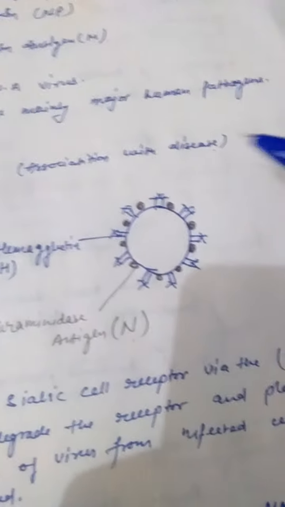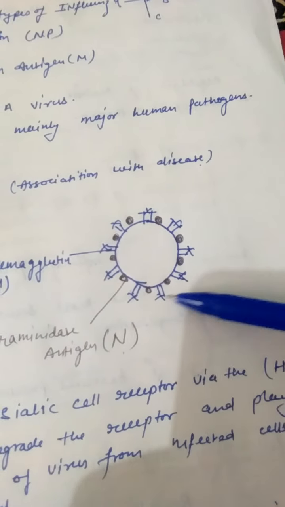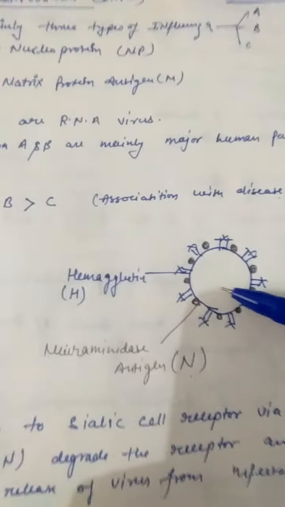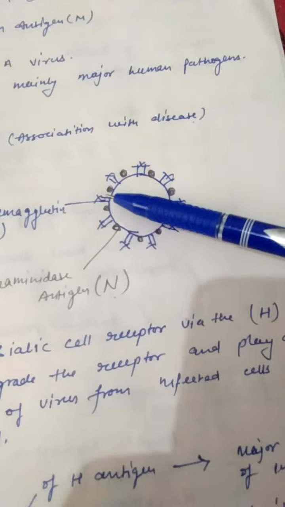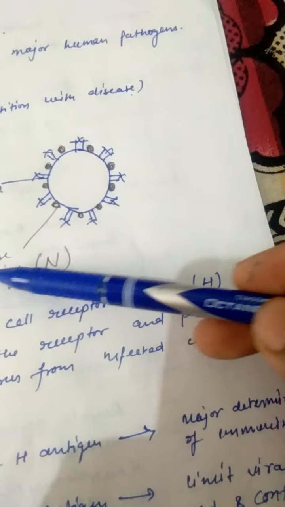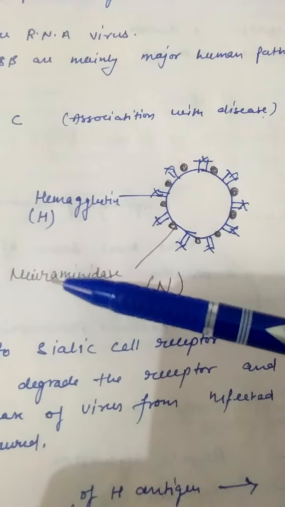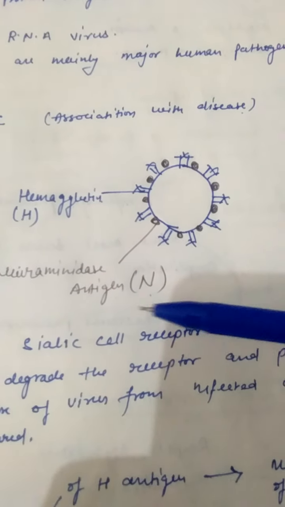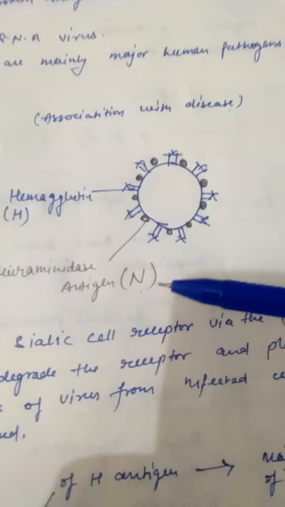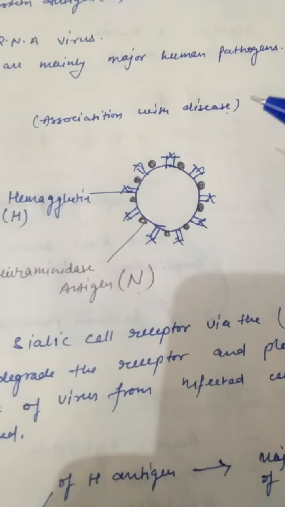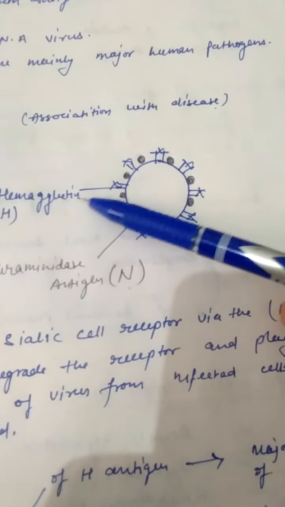Yeah, I am showing the picture to you. Suppose this is the surface of influenza. They have the hemagglutinin. This is the hemagglutinin surface antigen and neuraminidase antigen. The hemagglutinin is denoted by H, and the neuraminidase antigen is denoted by N. You have also seen some H1N1 influenza. So we are categorized upon this type of surface antigens.